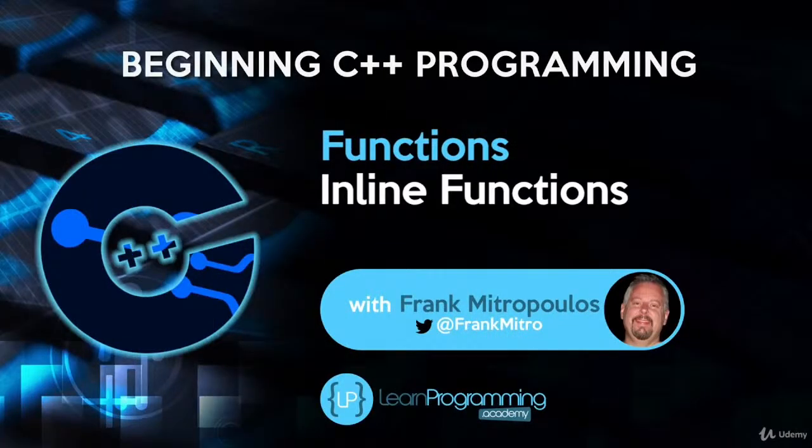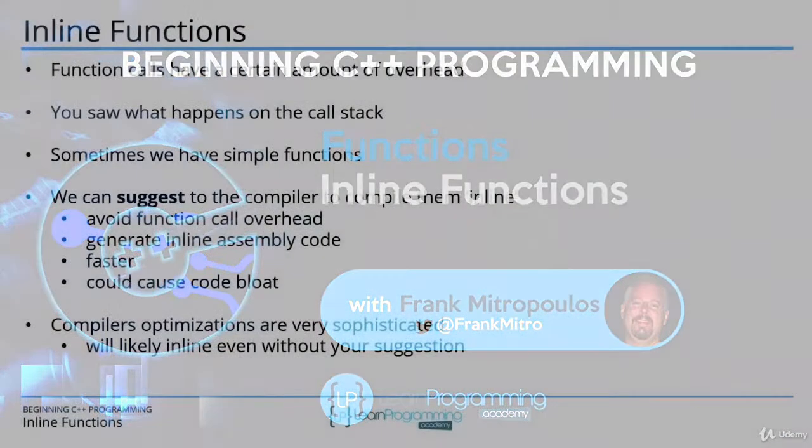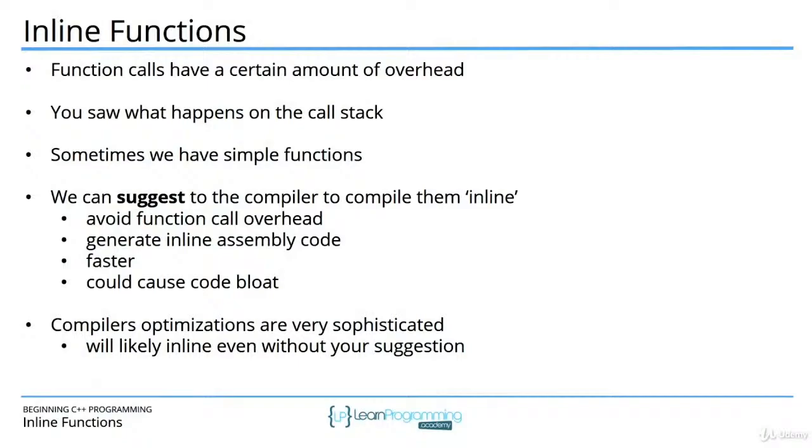As we saw in the previous video, function calls have a certain amount of overhead. We need to create an activation record, push it on the stack, deal with parameters, pop off the activation record when the function terminates, and deal with the return addresses and return values. Although all of this can happen very quickly and efficiently, it still happens.